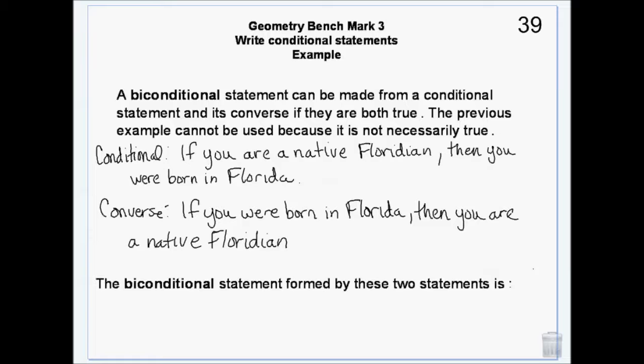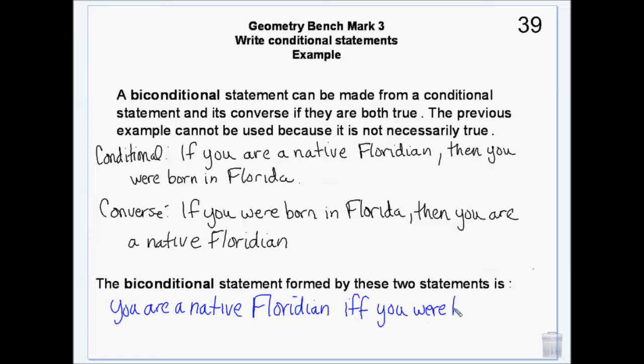Since both statements are true, the conditional and the converse, or the flipped, I can write a biconditional statement. Biconditional statements only occur if both the conditional and the converse are true. So my biconditional statement: you are a native Floridian if and only if you were born in Florida.